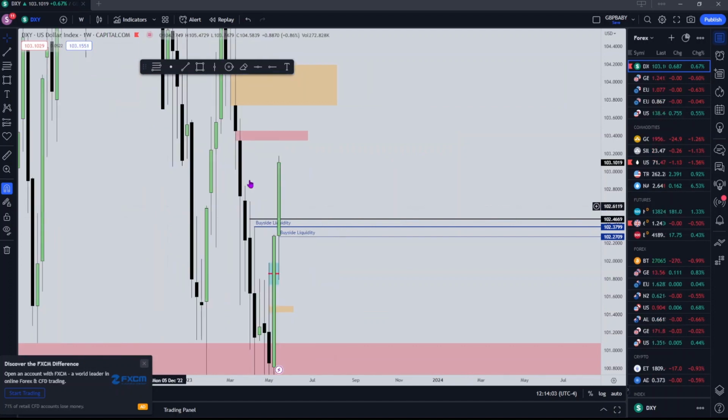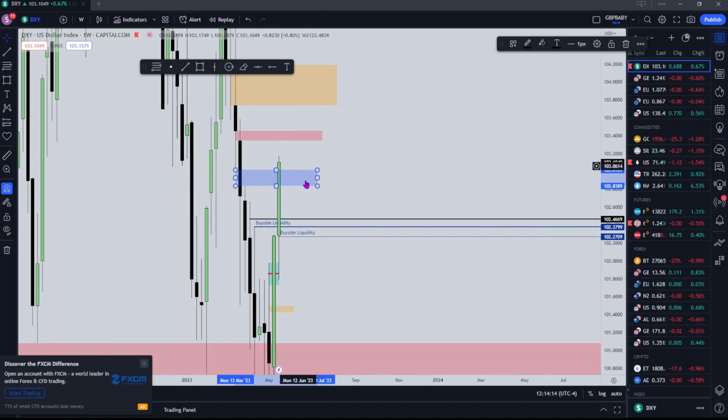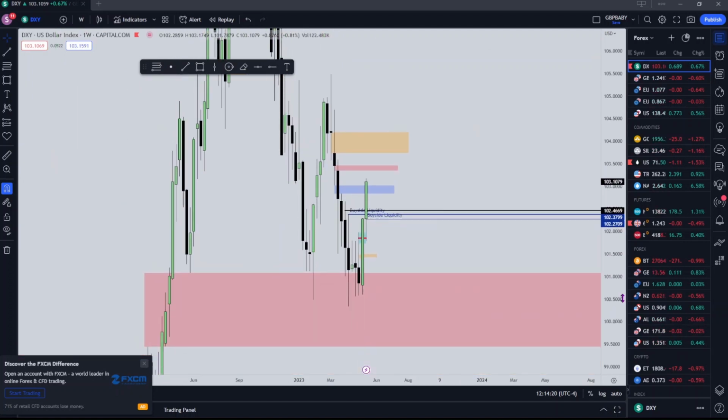Yeah, that's the same imbalance on the weekly as well. You can see we traded through this imbalance as well, so I'm going to mark that out. Oh, and a fair value gap. So let's mark the fair value gap out. We'll make that blue. If price retraces on a weekly basis, we don't want price to disrespect this if we are to have higher prices.